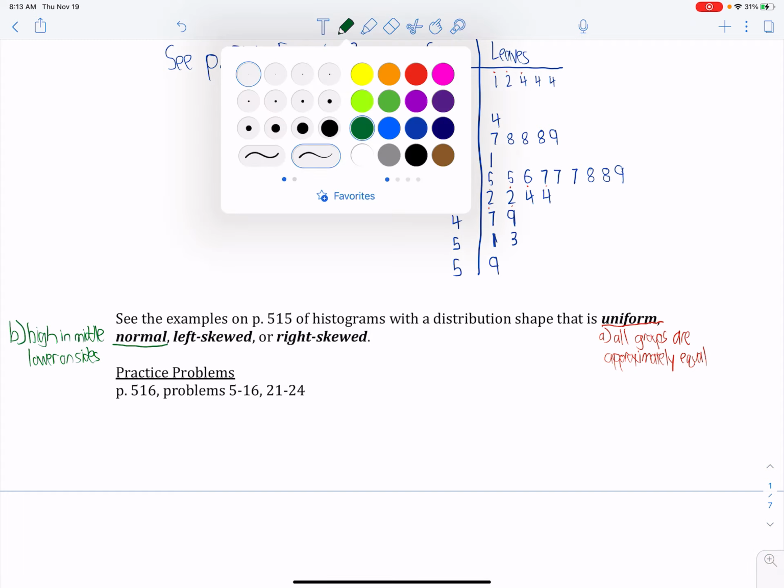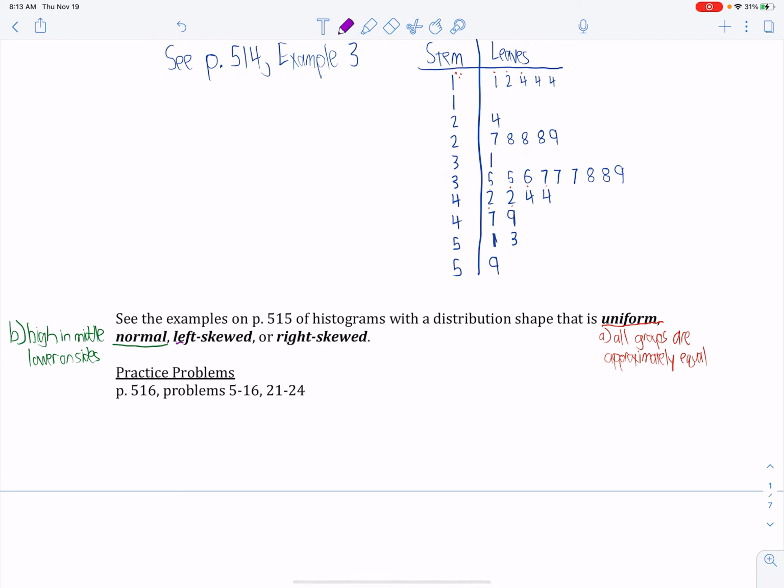Then you have what we call a left skewed graph. There's an example of one of these in graph C in the book. And here you have a tail that is longer on the left side of the graph. And then you can kind of guess that right skewed, which is shown in part D, means that the tail of the graph is longer on the right side.